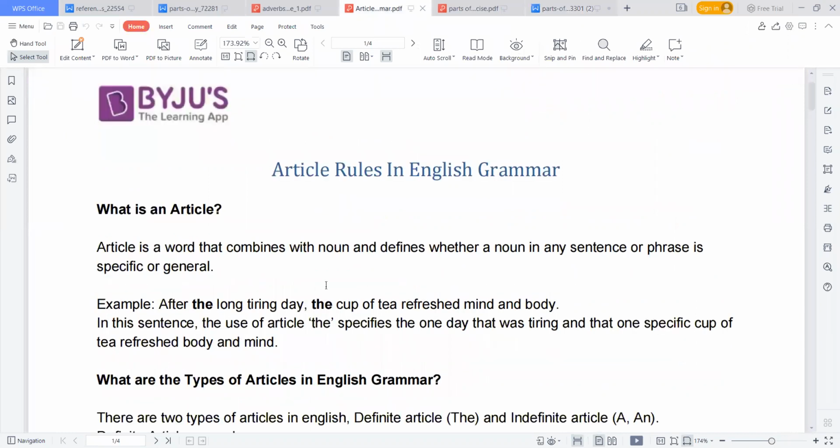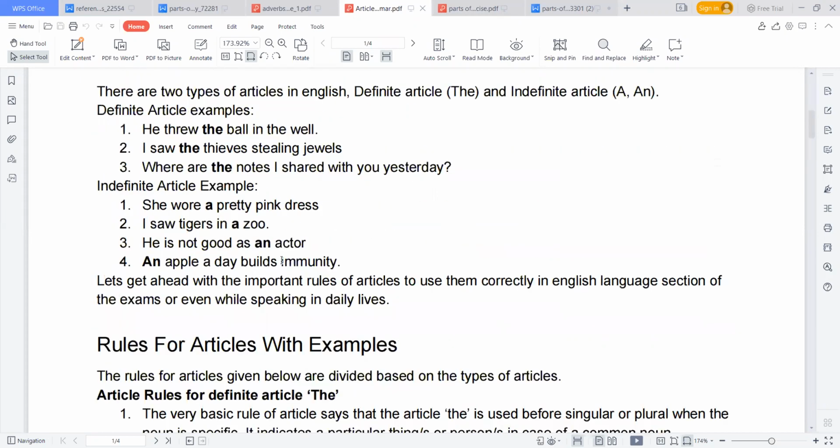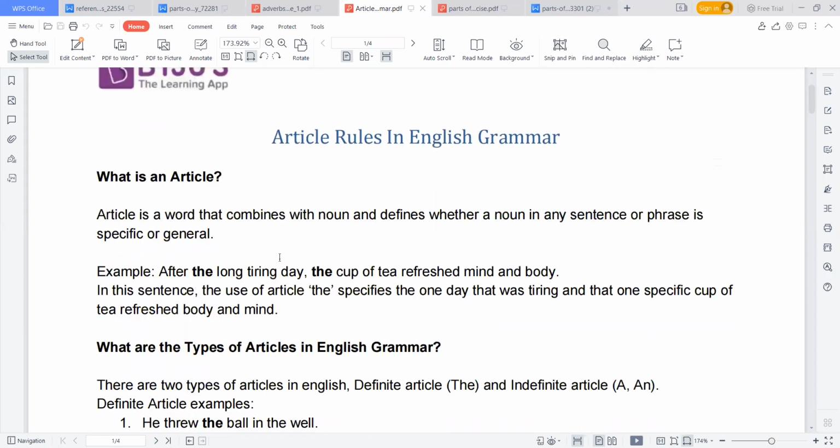So what is an article? It simply combines with a noun and defines whether a noun in any sentence or phrase is specific or general. We have a lot of deep information in this PDF. You do not need to read the whole context. It is a mere wastage of time.